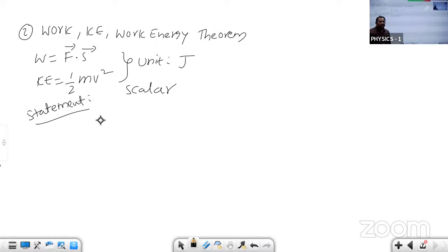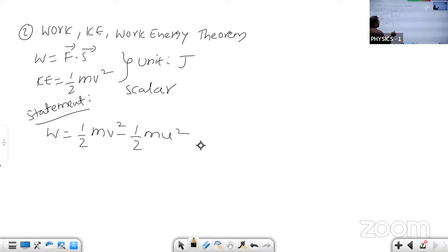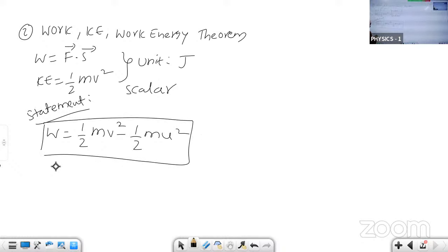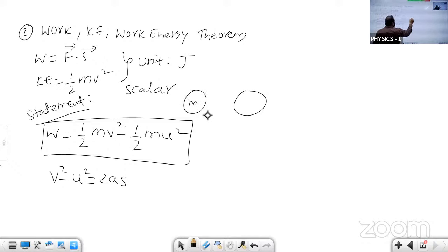Work done by the force is always equal to the change in its kinetic energy. So work equals half mv square minus half mu square. You know, v square minus u square equals 2as. Here, one diagram, students. The diagram is your choice, because for this diagram there is no mark.